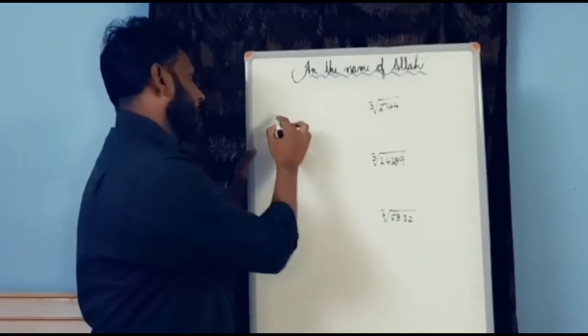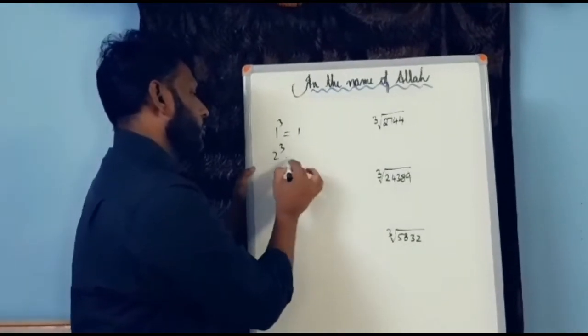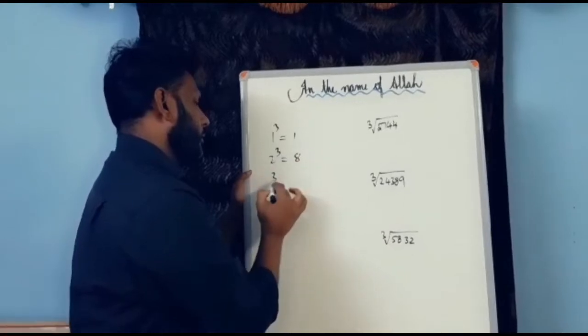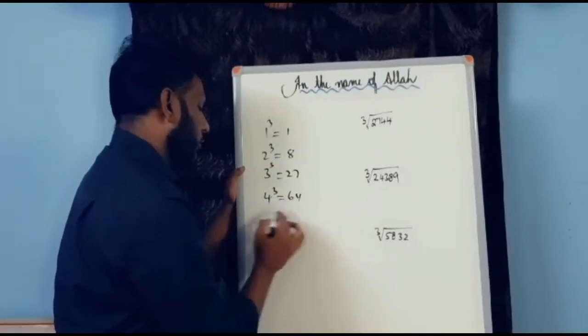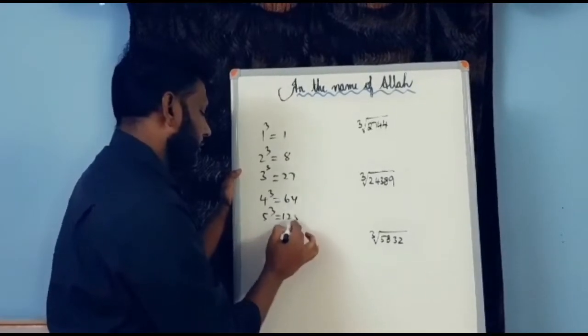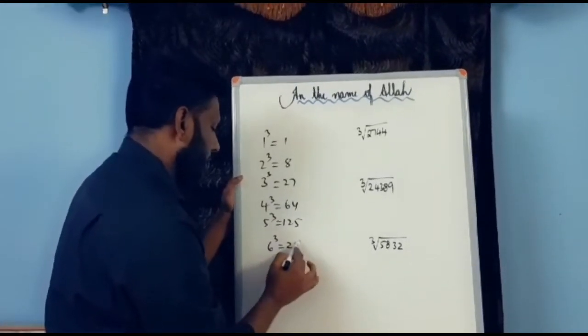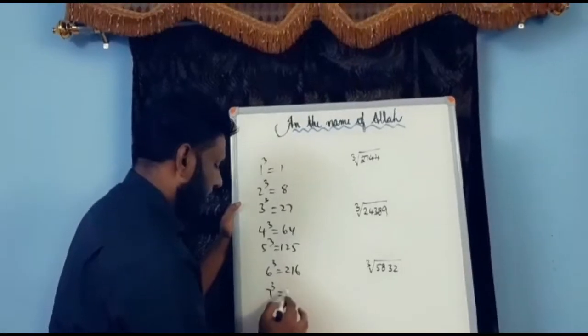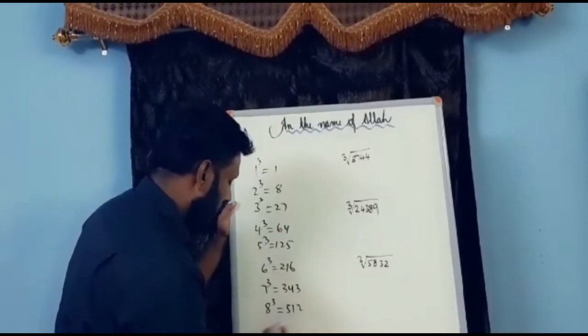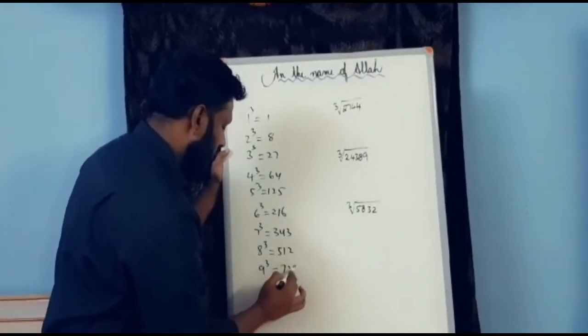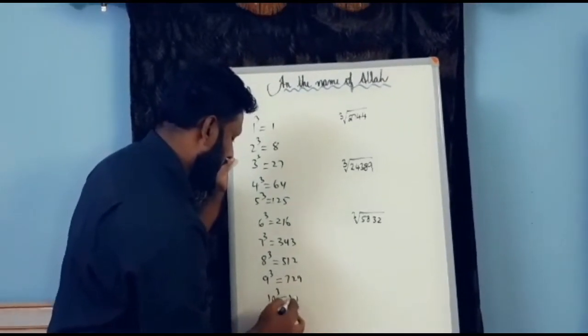to 10. So 1 cube equals 1, 2 cube equals 8, 3 cube is 27, 4 cube is 64, 5 cube is 125, 6 cube is 216, 7 cube is 343, 8 cube is 512, 9 cube is 729, 10 cube is 1000.